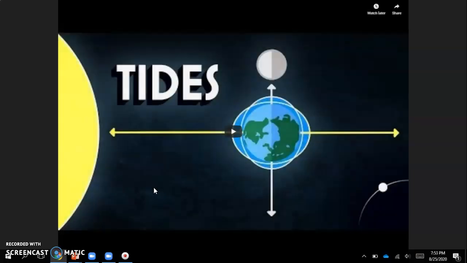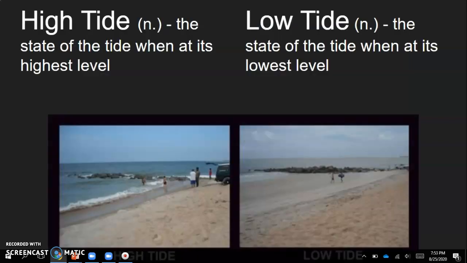And here's another little informational video that can help. And then here is a depiction. So this would be on the same day, right? As our moon is revolving around our earth, changing our tides. During high tide, it would be just the state of the tide when it's at its highest level. And then low tide is when the tide is at the lowest, right? So this is the same beach in the same place on the same day, just at different times.